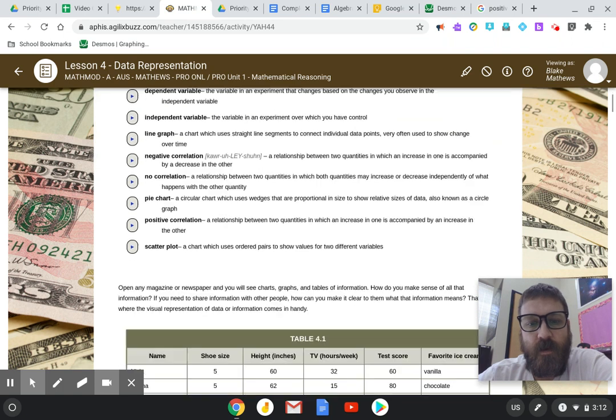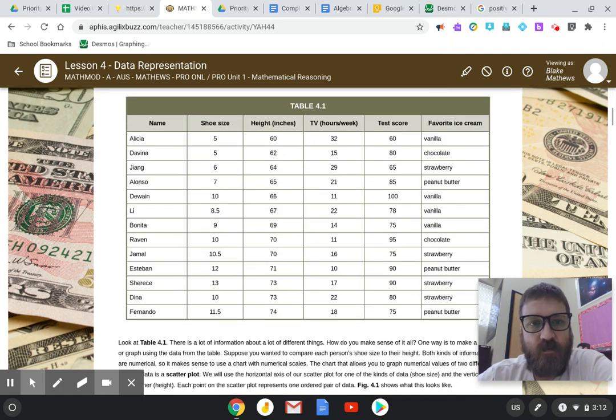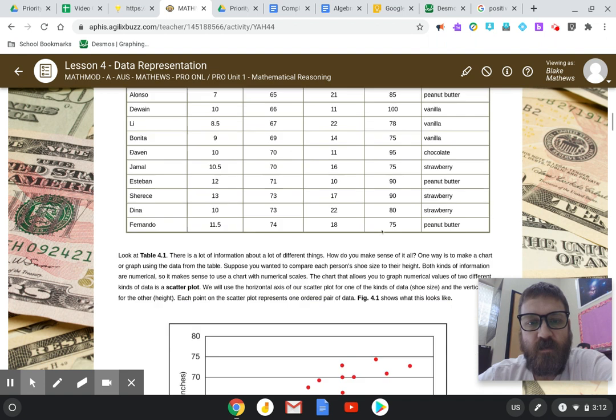When I say that, I mean if I have some information in a table like this one, this table has people's names and their shoe size, height, TV they watch, their test score, and their favorite ice cream. What are some ways that I might be able to present this information that isn't like this? I mean, this is not really easy to read or understand and see any trends or really take anything away from a table like this.